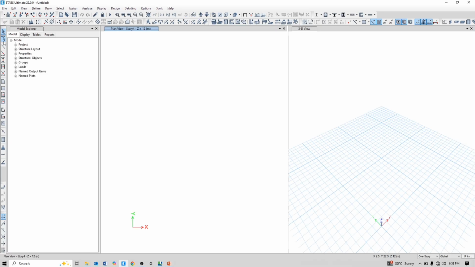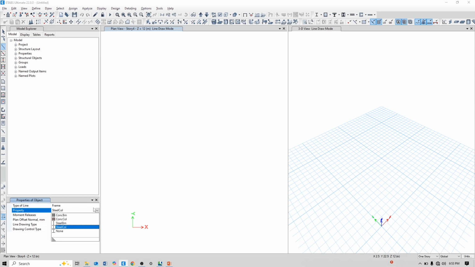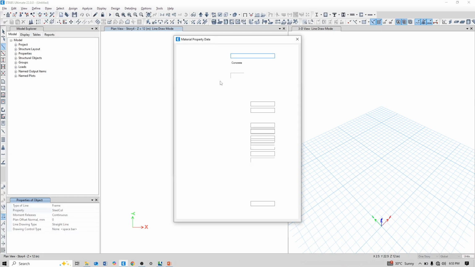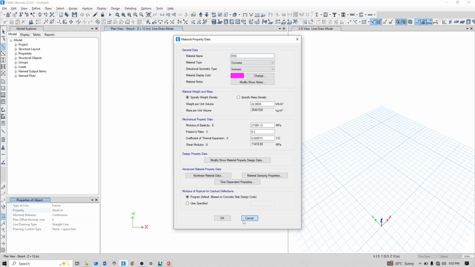So our objective is to calculate SFD and BMD here in ETABS software. For this, define material in material properties. Define material property M30, modify show property. So this is M30 concrete.